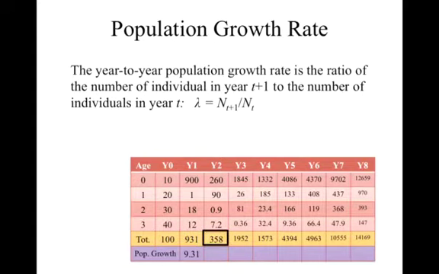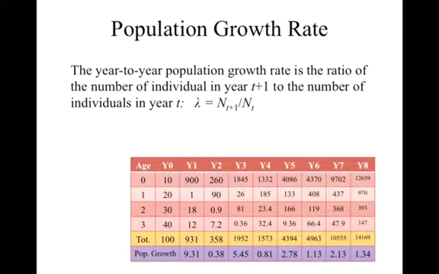I can do the same thing for 1 year later. I can look at the number of individuals in year 2, divide that by the number of individuals in year 1, and that will get my year-to-year growth rate for years 1 to 2 as 0.38. Do the same thing for year 3. I take my number of individuals in year 3, divide it by my number of individuals in year 2. That gives me my population growth rate going from year 2 to year 3. Again, one more time, I could take my number of individuals in year 4, divided by my number of individuals in year 3, and that gives me my population growth rate going from year 3 to year 4.